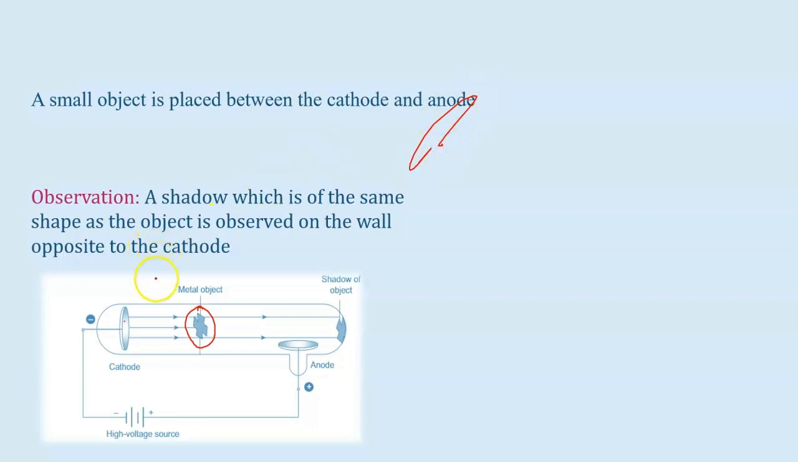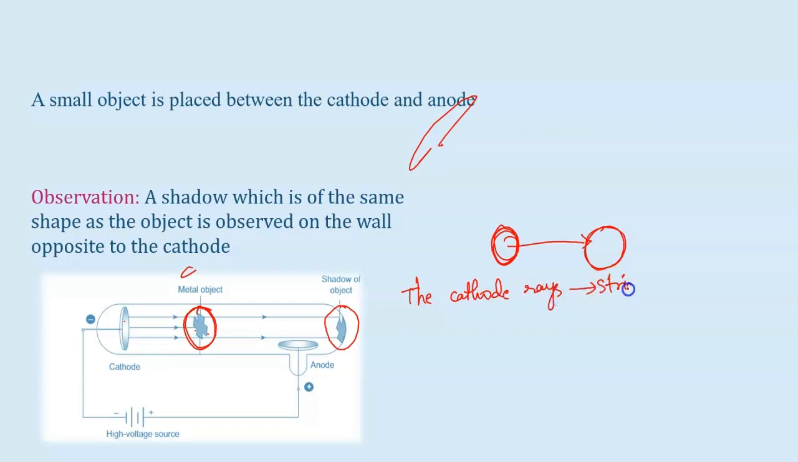See here, the object is placed, and the shadow of this object is seen. That means the shadow shows the same object. For suppose I have placed a ball over here, the shadow of the same ball is seen here. That means we can say that the cathode rays travel in a straight line.